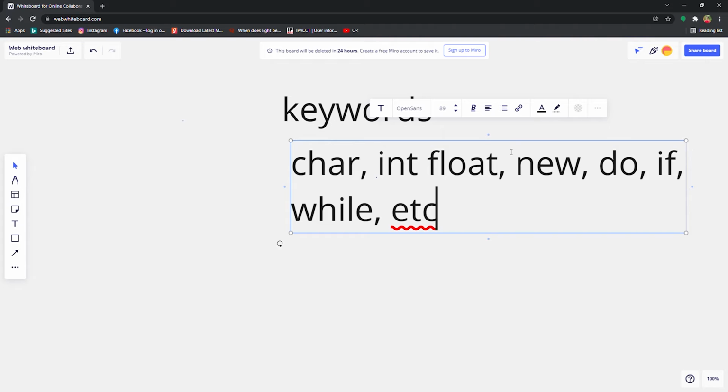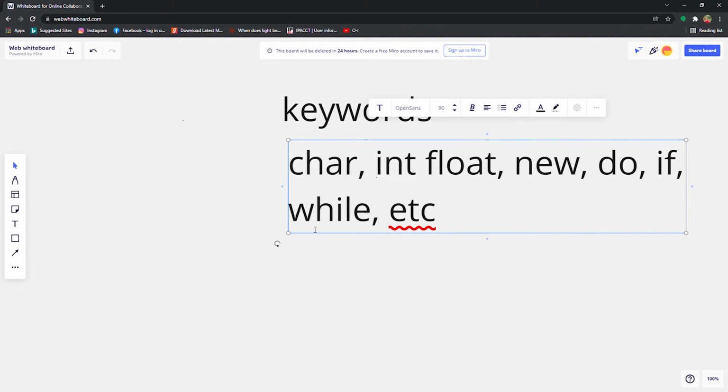Okay, these are some of the keywords. There are many keywords, and these are only a handful I have written. Now the question comes: do we have to remember all the keywords? The answer is simply no. We don't have to remember all the keywords. We just have to remember some handful of keywords which we are going to use in our daily programs.